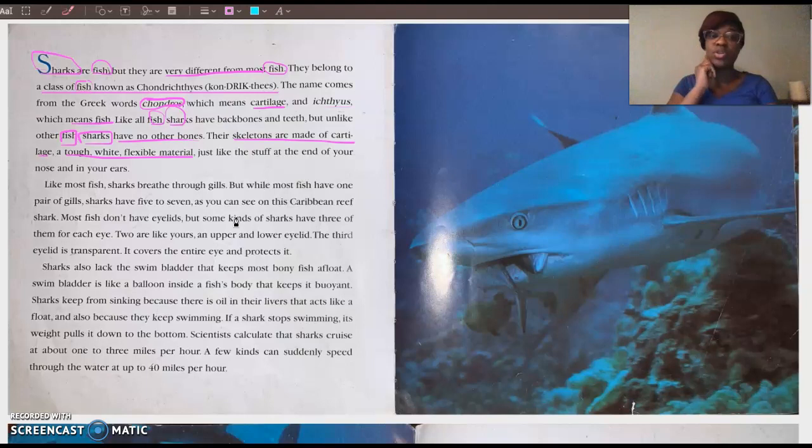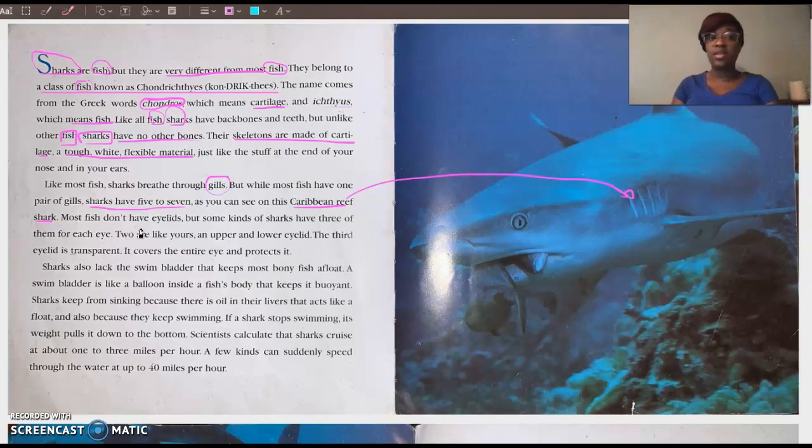Like most fish, sharks breathe through gills. Keyword. But while most fish have one pair of gills, sharks have 5 to 7, as you can see on the Caribbean reef shark. Wow, so let's make a connection. Now we're learning that sharks have 5 to 7 gills, unlike other fish who have one pair of gills. So here's the Caribbean reef shark. Now we know what type of shark is in this picture. So I'm going to draw an arrow to the shark's gill. See that?